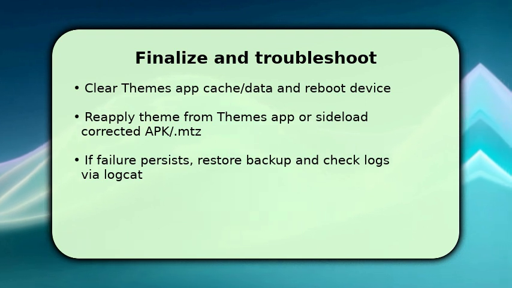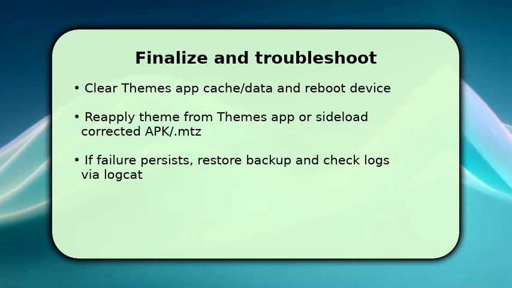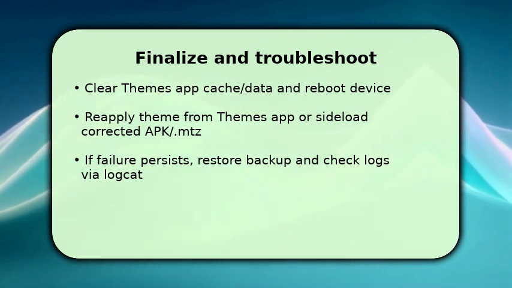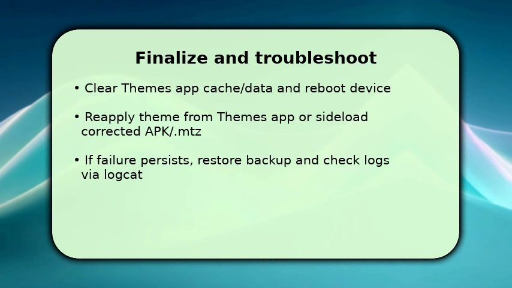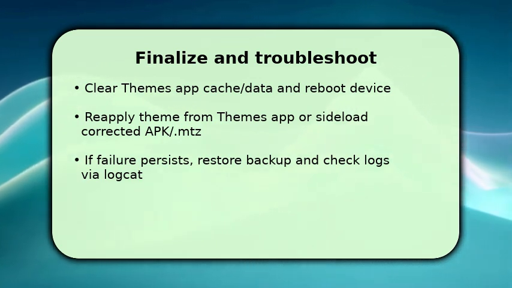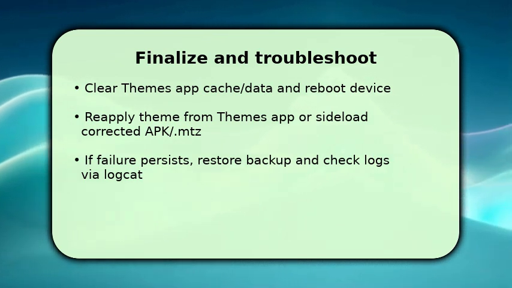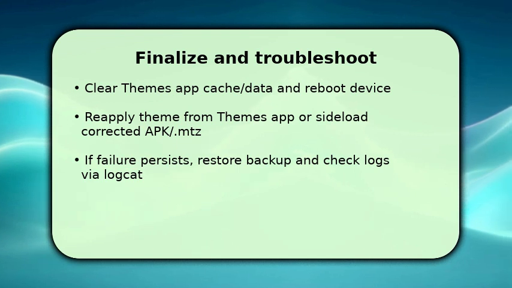After reboot, reapply the theme from the Themes app or sideload the corrected APK or MTZ and verify icons, fonts, and layouts display properly. If the problem persists, restore your backup and collect logs with Logcat to pinpoint errors. Once you identify the log entries, repeat the asset fix and permission checks to resolve the root cause.